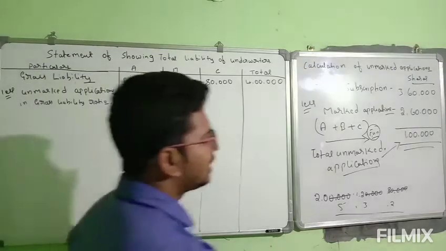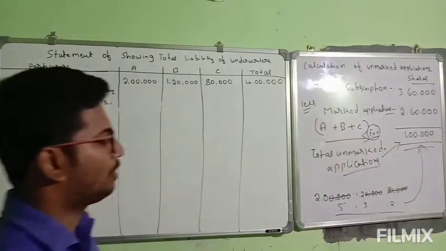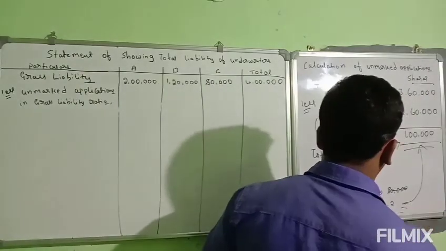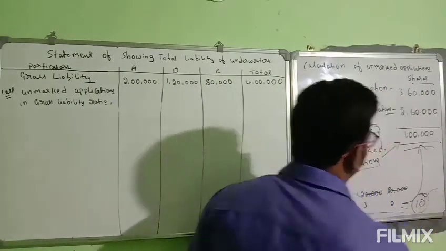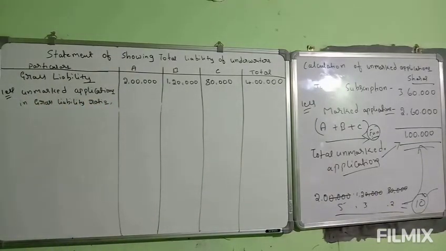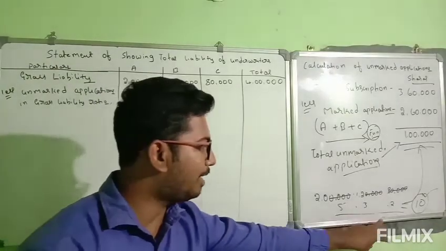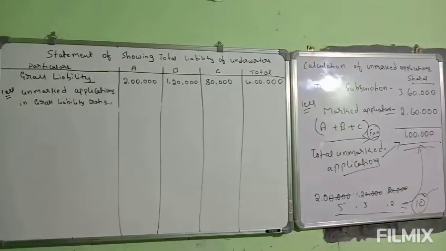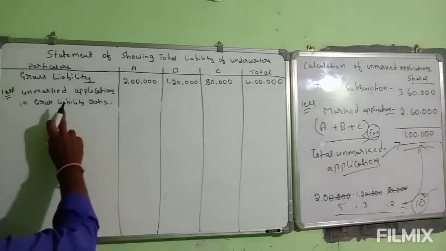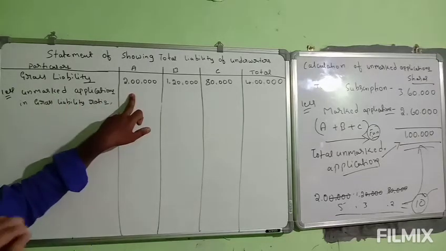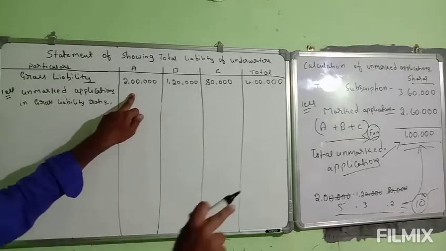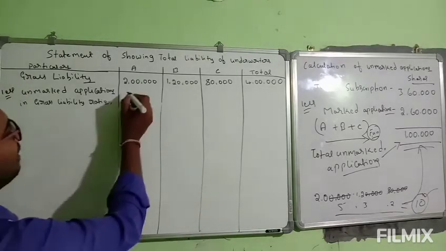So total unmarked applications will be 1 lakh. The total ratio is 10, so 10 will be the denominator. What is A's share? 5, so 5 by 10. B's share is 3, so 3 by 10. C's share is 2, so 2 by 10. To take up the unmarked applications for A, calculate 1 lakh into 5 by 10. Doing 1 lakh into 5 by 10, you will get 50,000.